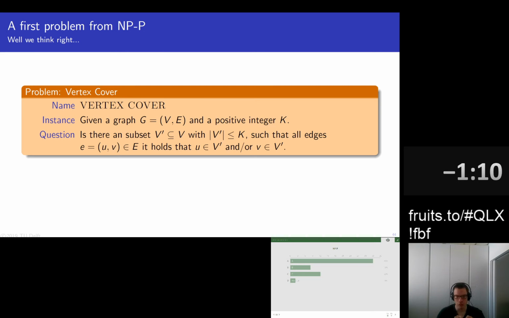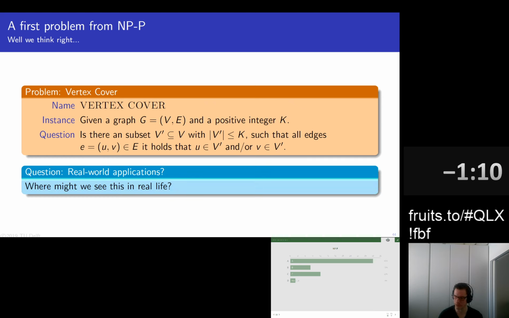Now, let's take a look at two problems in NP minus P. Problems that we believe to be hard, because we believe there is no polynomial time algorithm for them unless P equals NP. So, vertex cover is a first famous example for that. We have some graph with vertices and edges and an integer k. I am looking for a subset of vertices, at most k of these vertices, such that all of the edges are covered, meaning one of the endpoints of the edge is in my vertex cover V prime. Can anyone tell me a real-world application of this problem?